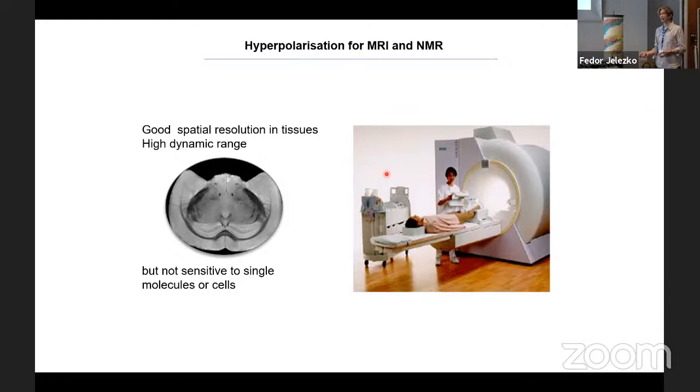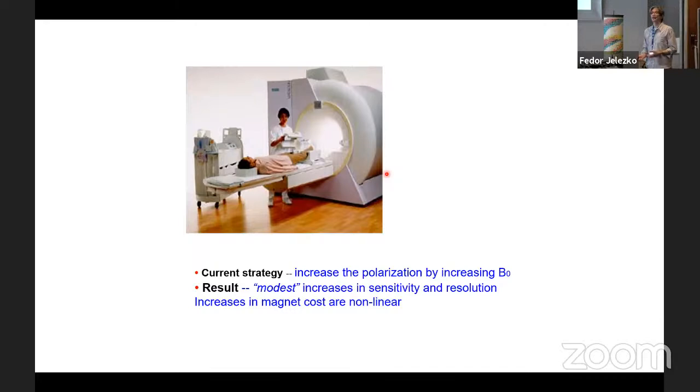And the standard way to increase the sensitivity in NMR and MRI is always to make bigger magnets. Remember that thermal polarization increases with magnetic field. So if you go from 1 Tesla to 10 Tesla, you will increase your signal. Actually, you will increase it even more than linearly because the coil sensitivity increases with the frequency.